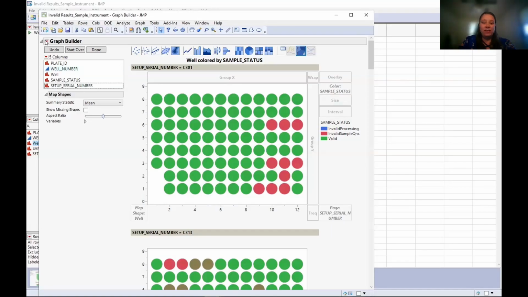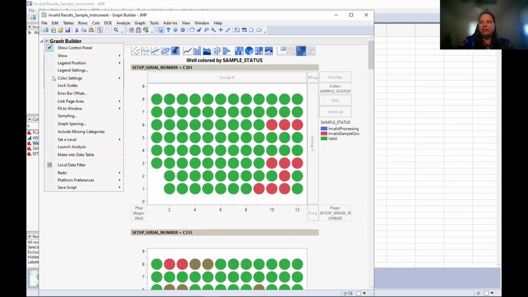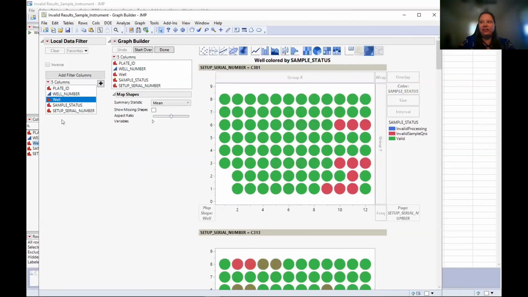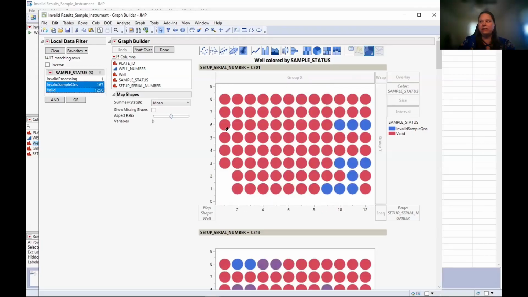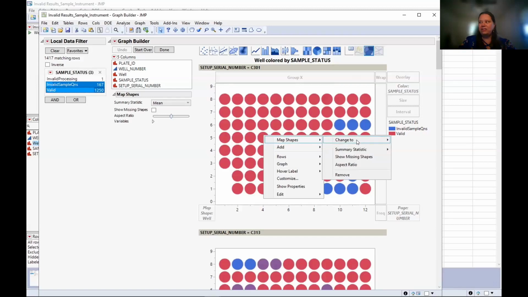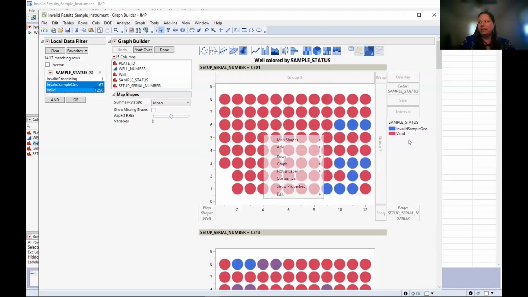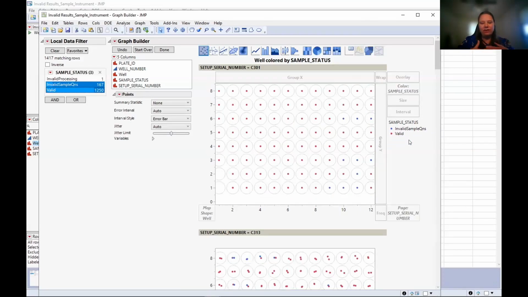Then from there, I just wanted to look by run. So I applied a local data filter, which included sample status, and I just selected the two items that I really wanted to see. Within the map itself, I went to map shapes and changed it to points so that when I had runs that were done more than once on an instrument, I could see all of the representative data that was represented in that specific table.